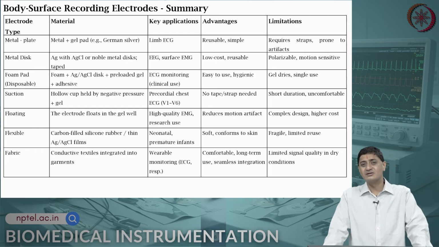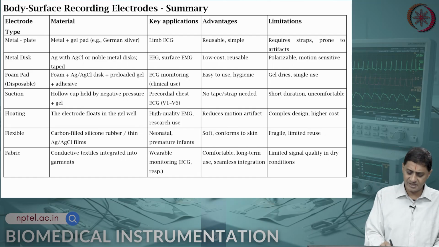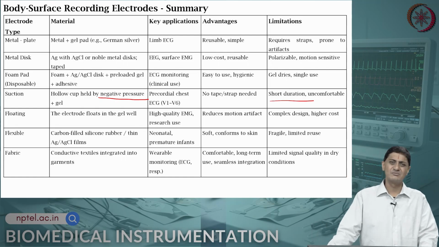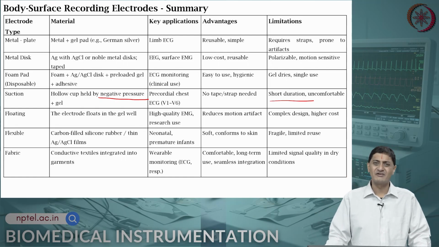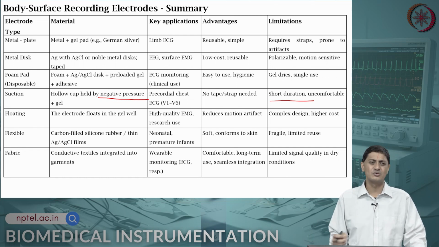Foam pad electrodes use silver chloride discs that have pre-filled gel and adhesive. Quite often they are used for ECG monitoring. That is very hygienic because these are disposable electrodes, and the problem is that for long durations this cannot be used because the gel will dry. It's single use. Suction electrodes are quite often used in precordial ECG because they are held in place by negative pressure, but after some time it will give way. It can only be used for short durations, from a few minutes, maybe half an hour to 45 minutes. After some time it will just give way, and it is quite uncomfortable to wear for a long time because it sucks onto your body.